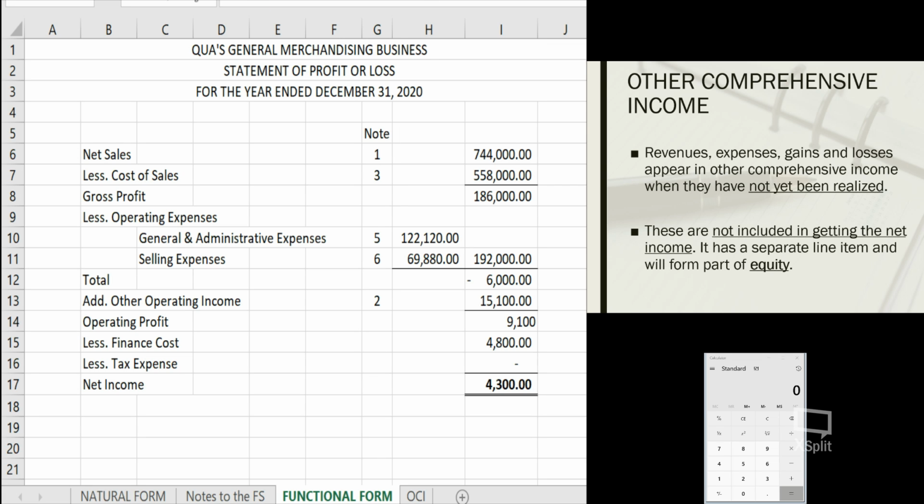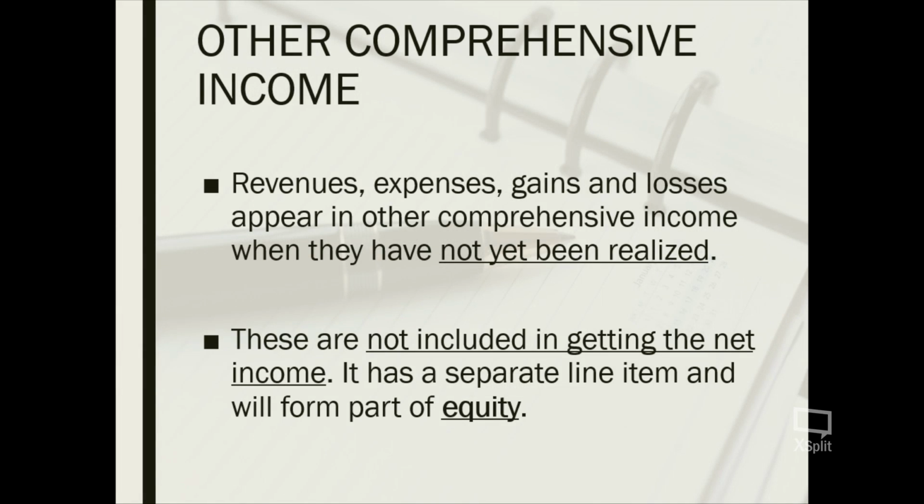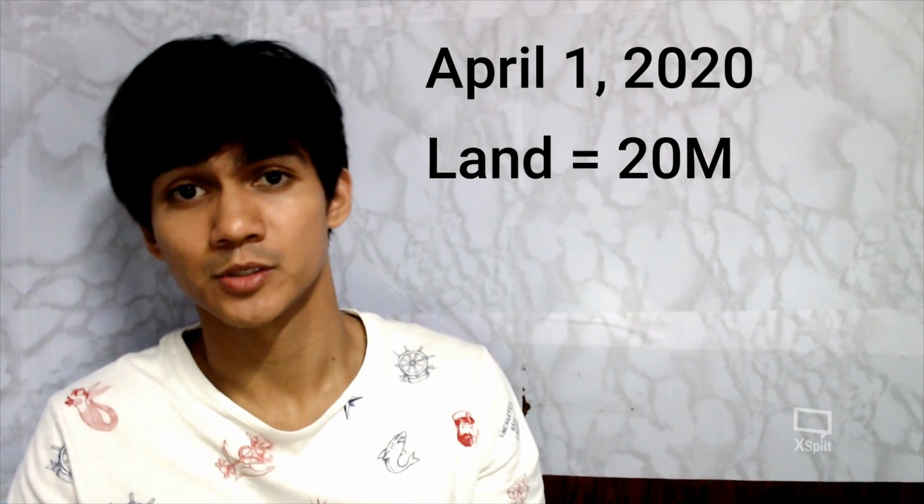Okay, switch muna natin para mas malaki. Revenues, expenses, gains, and losses appear in the other comprehensive income when they have not yet been realized. Give an example, let's say on April 1, 2020, we purchased land for, let's say, 20 million pesos. Okay, so 20 million natin siya nabili. So the journal entry here will be debit land, credit cash, 20 million pesos.